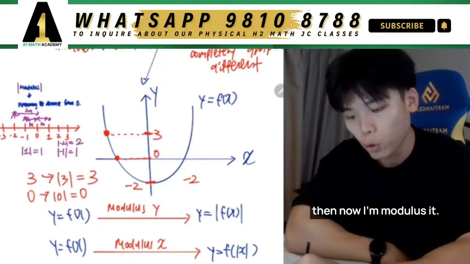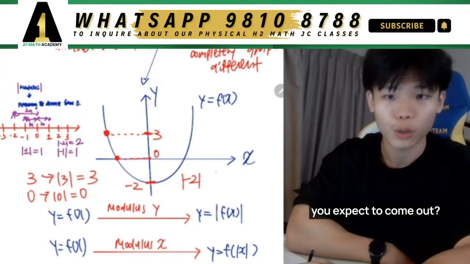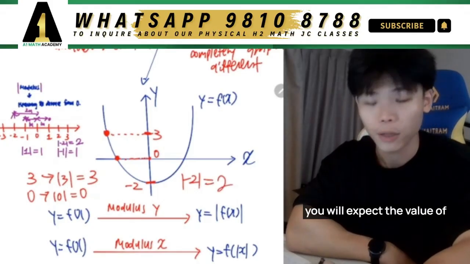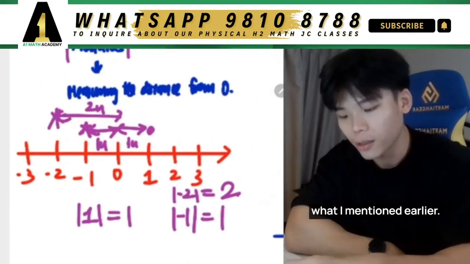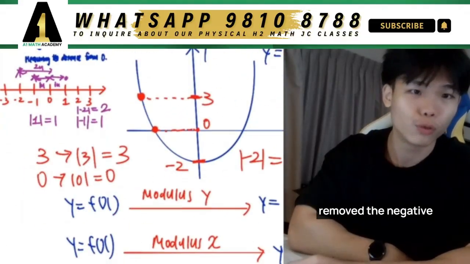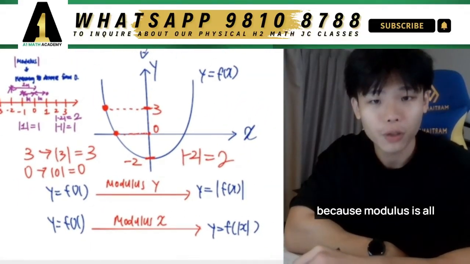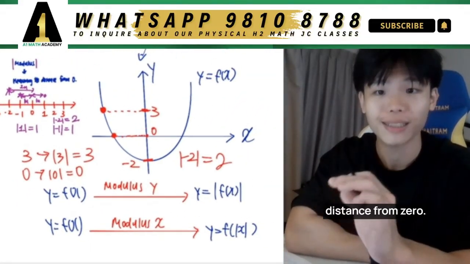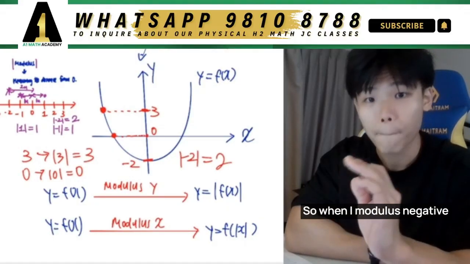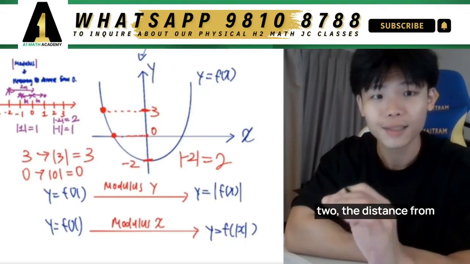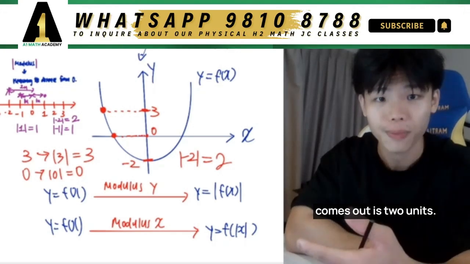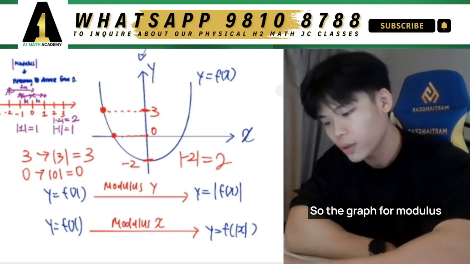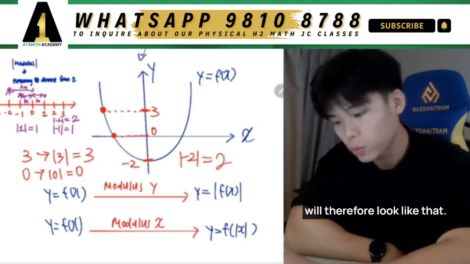And now I modulus it. What is the value that you expect to come out? You will expect the value of 2 to come out, because modulus -2, as I mentioned earlier, is not because I just remove the negative sign. It's because modulus is all about measuring the distance from 0. So when I modulus -2, the distance from -2 to 0 is 2 units, and that's why the final value that comes out is 2. So the graph for modulus will therefore look like that.